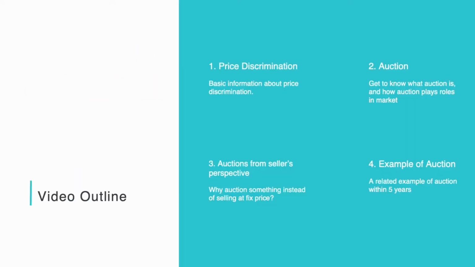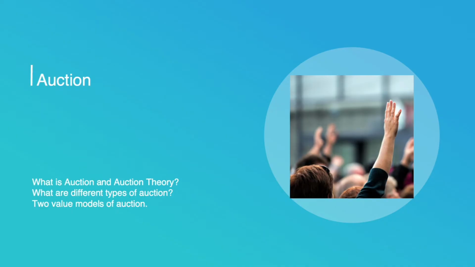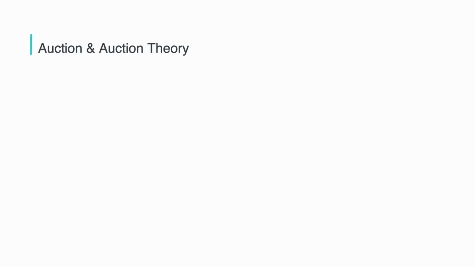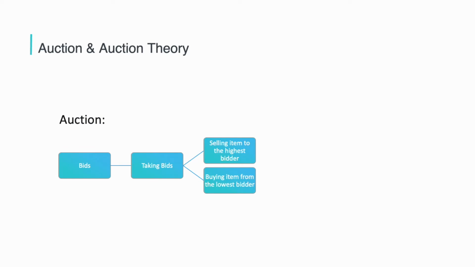For an auction, we can realize that it is more likely a type of the price discrimination by self-selection. But initially, we need to know what an auction is and how auction plays roles in the market. So, auction is the word that we use to illustrate the process of giving out bids, taking bids, and selling items to the highest bidder or buying items from the lowest bidder. Auction theory is for analyzing and designing rules for auctions to address issues which can lead to a market failure.